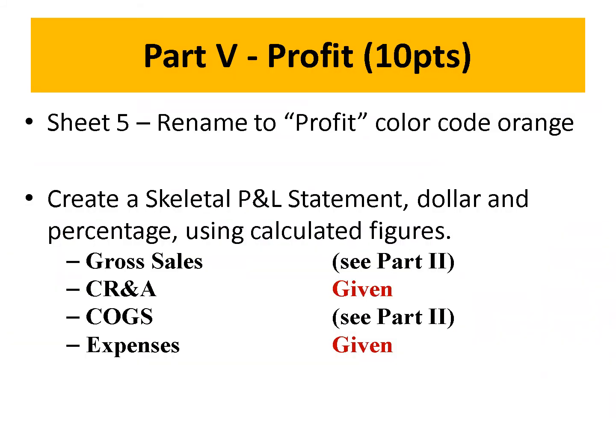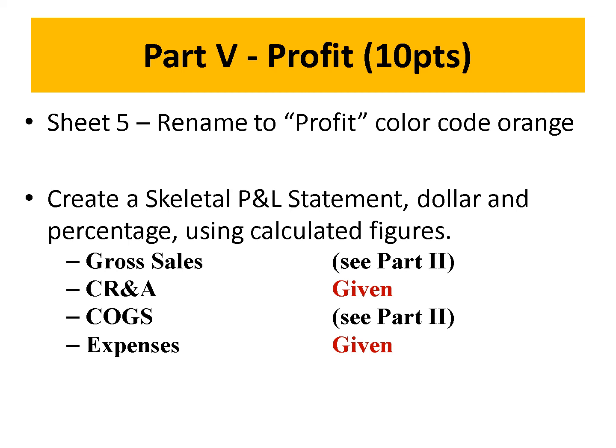Now, the final part is part 5, which is your profit. In sheet 5 of this assignment, you want to rename this tab Profit and color code this in orange. And here you want to create a P&L statement which shows whether or not you were profitable with the 10 items that you added to your Styling Closet assortment.